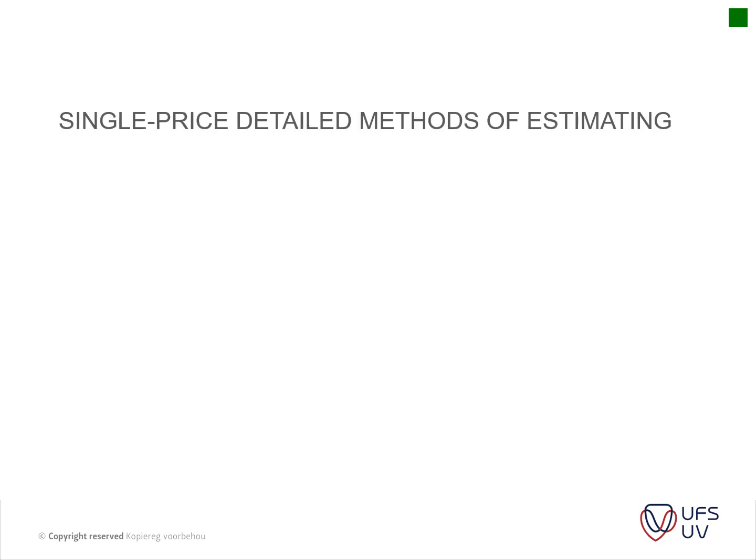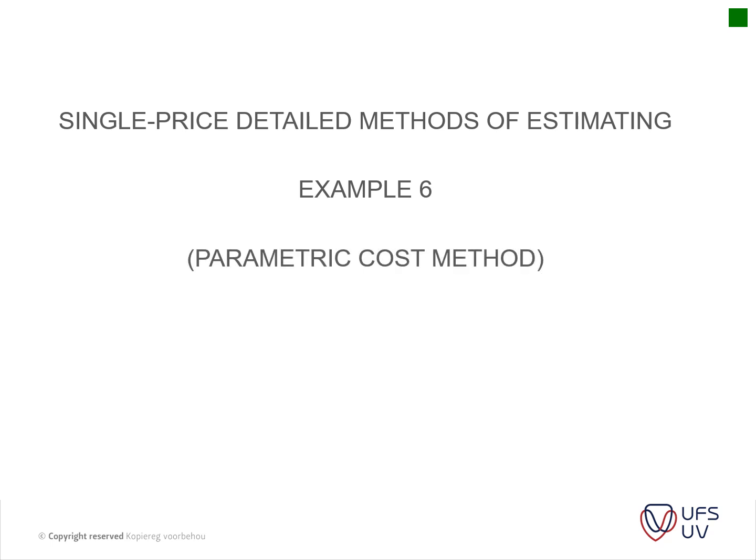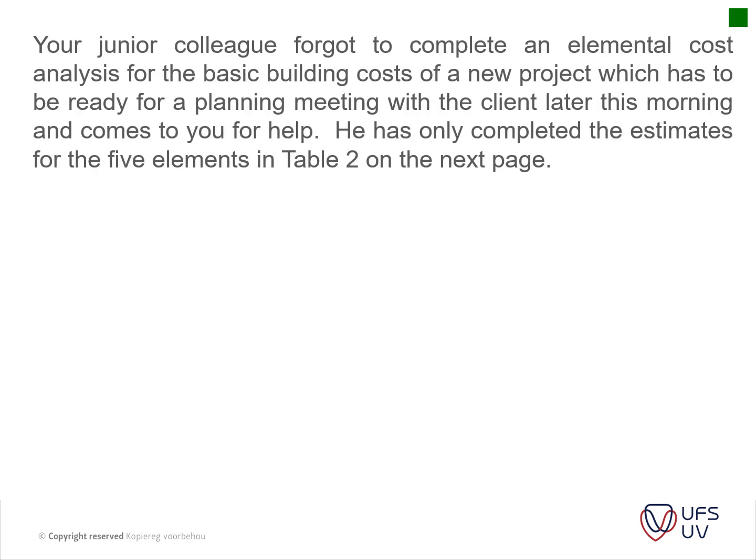We're going to look at the single price detailed methods of estimation, example 6 in your appendixes. We're going to look at the parametric method. The first example that we've got here is your junior colleague forgot to complete an elemental analysis for the basic building cost of a new project, which has to be ready for a planning meeting later that morning, and comes to you for help.